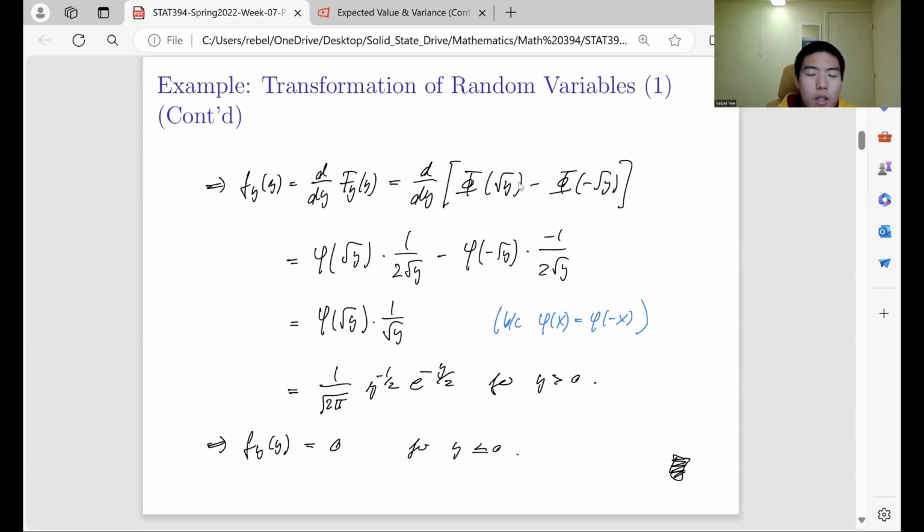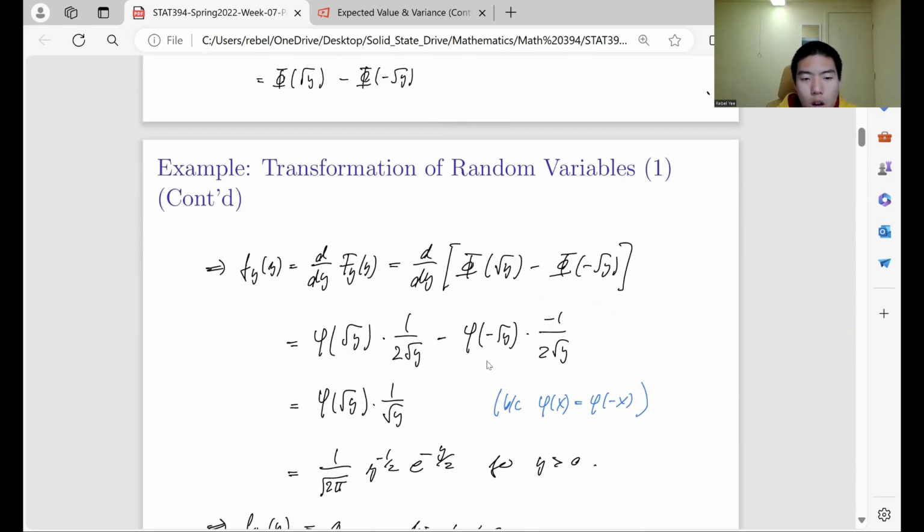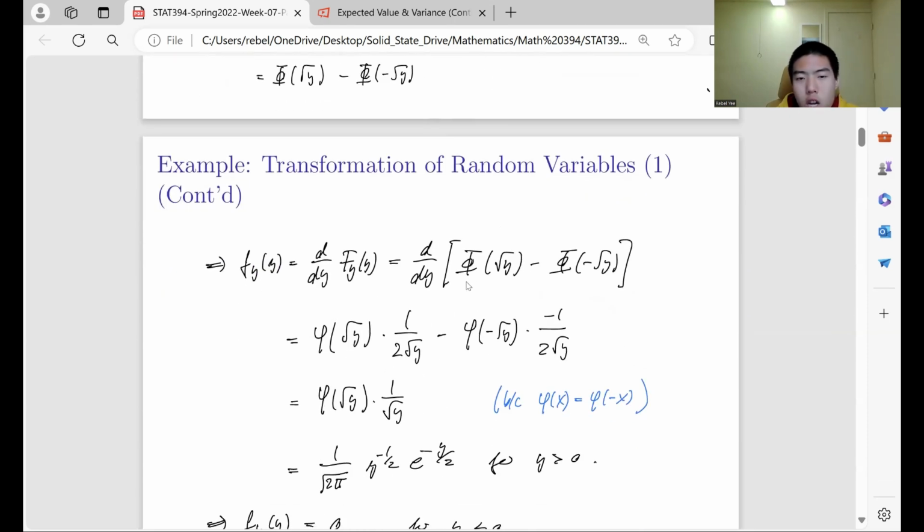So PDF is just like the derivative of CDF in most cases. So we're doing a differentiation here. We compute the differentiation of the CDF we just found. Notice that we can use the chain rule here.